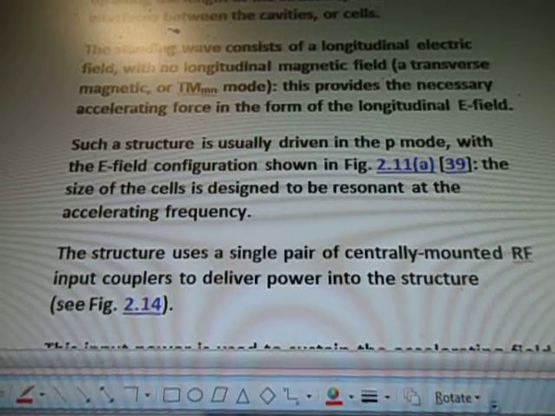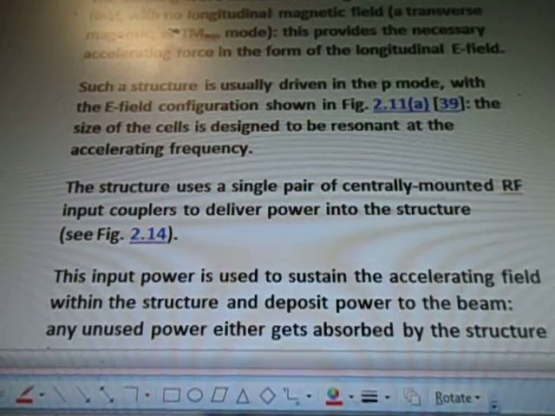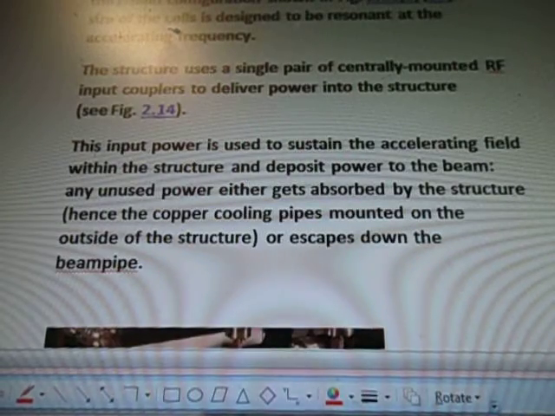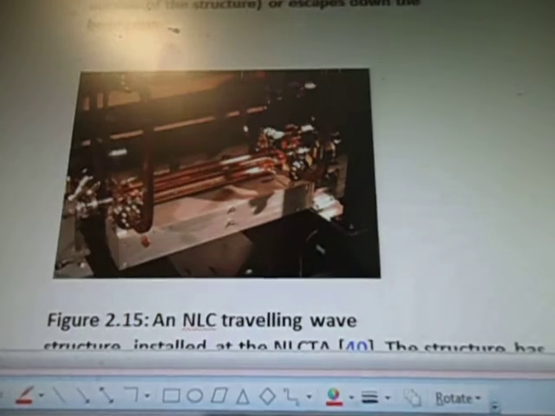The size of cells is designed to be resonant at the accelerating frequency. The structure uses a single pair of centrally mounted RF input couplers to deliver power into the structure. This input power is used to sustain the accelerating field within the structure and deposit power to the beam. Any unused power either gets absorbed by the structure, hence the copper cooling pipes mounted on the outside of the structure, or escapes down the beam pipe.